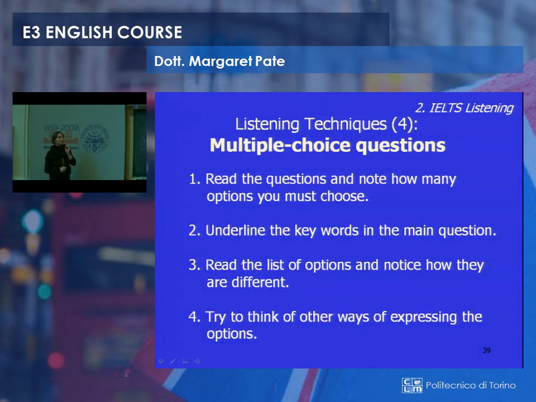So read the questions, note how many options you must choose. Often in the IELTS multiple choice exam, you may have to choose 3 out of a list of 6 options, or maybe just 1. So it's important you understand what type of multiple choice question it is. Underline the keywords in the question, read the list of options, notice how they are different, so underline the differences, and if you have time, okay, think of other ways of expressing the options. So try to think of similar words that you know which could be used to express the same idea. You will probably not hear exactly the same word in the listening text as the words written in the options. Okay, it'll be something similar.